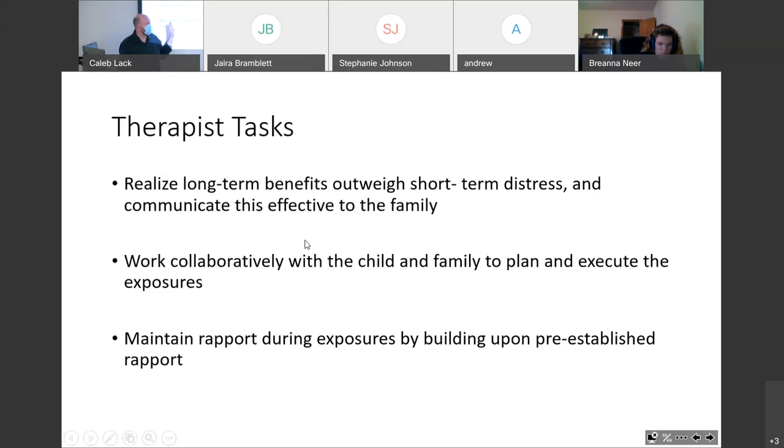But you make sure that you're communicating that to family. Working with them collaboratively, doing CBT, right? You're working with the family, not on the family. And you're doing a whole lot of maintaining.